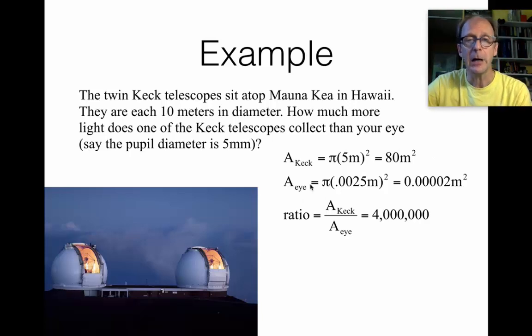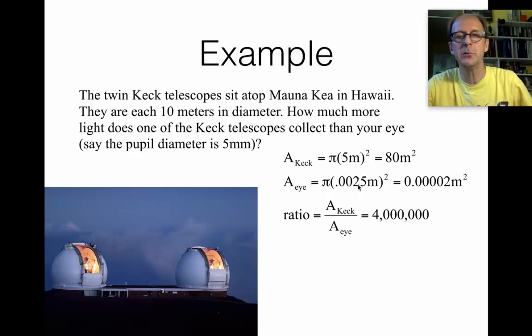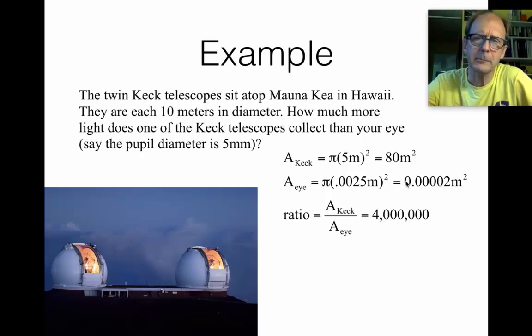The area of your eye, pi r squared, we said 5 millimeters across. So that's 2.5 millimeters in radius, but we have to put it in the same unit. So we're going to put it in meters. From 2.5, we're going to move the decimal point 3 places, 0.0025 meters squared. And when you punch that into a calculator, you get about 0.00002 square meters. And the ratio of those, the ratio of the Keck telescope to the eye, 80 divided by 0.00002 is 4 million. 4 million.